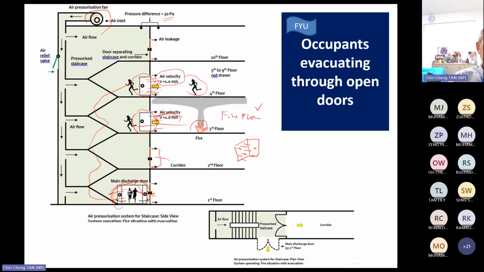Okay, so this door here, in the plan view, is the one here. The main discharge door is the one here. All right, there is 9.